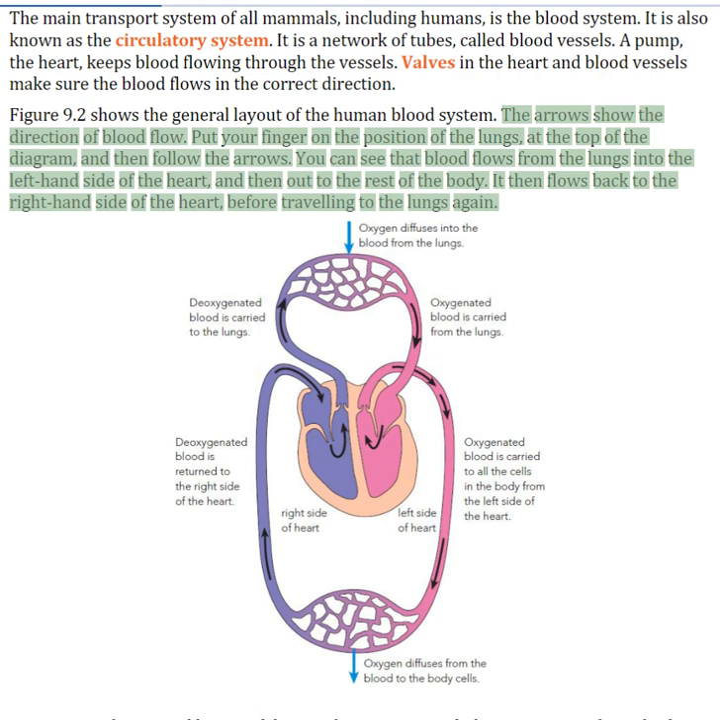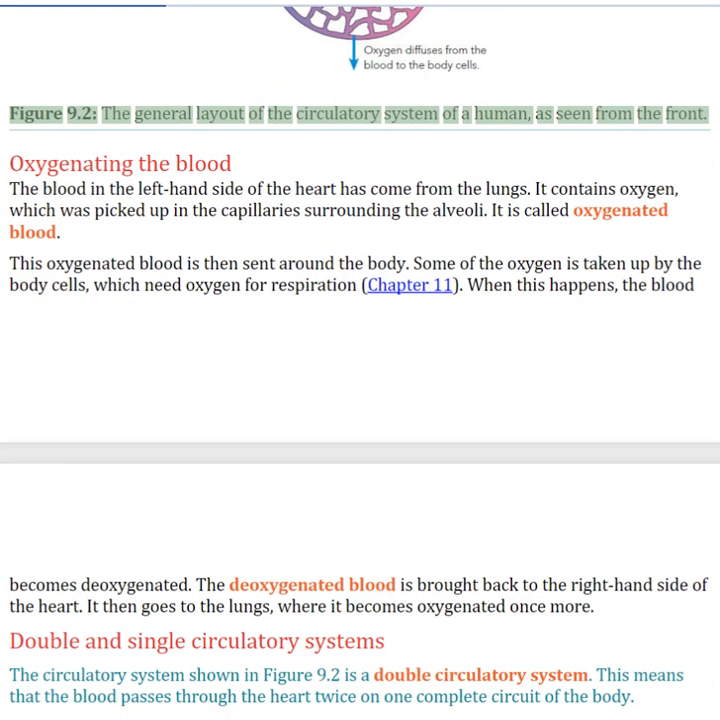Put your finger on the position of the lungs, at the top of the diagram, and then follow the arrows. You can see that blood flows from the lungs into the left-hand side of the heart, and then out to the rest of the body. It then flows back to the right-hand side of the heart, before traveling to the lungs again. Figure 9.2, the general layout of the circulatory system of a human, as seen from the front.